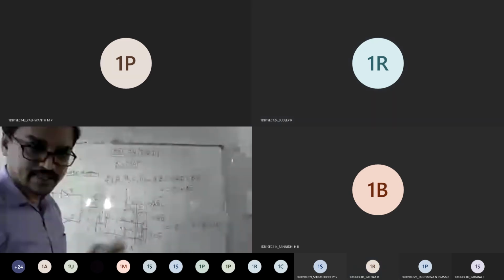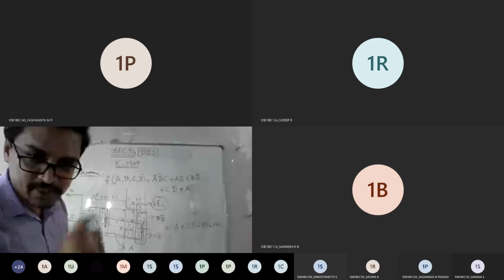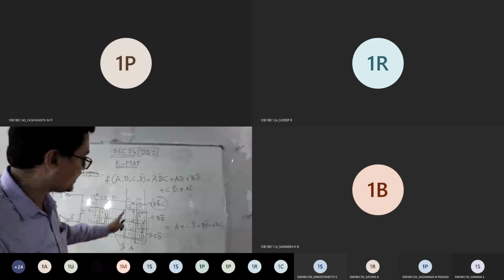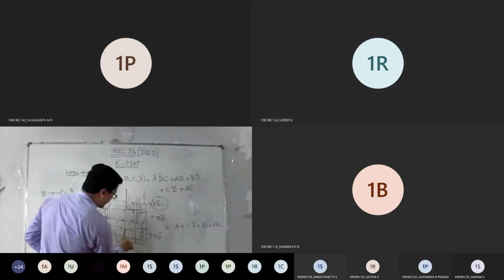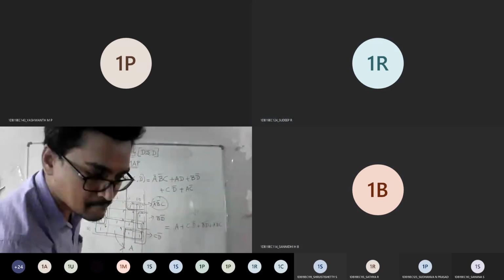See, first go with quad. If both are not possible, pair 2 at a time. If not, you can take quad. Remember what I said? So this possibility is there or not? Yes, sir. Is it there?